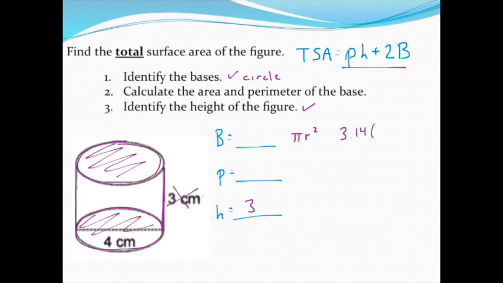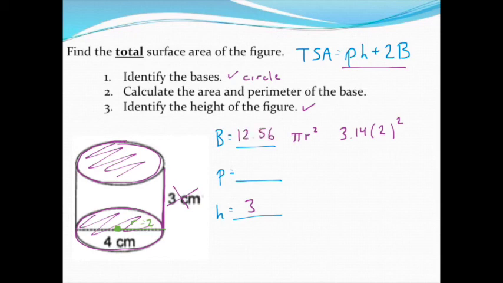Notice your radius this time. It's not 4. 4 is the entire diameter, so my radius must just be 2. 4 was the distance all the way across the figure. They tried to get you. So the center would be right there. The radius would just be half of that. So the radius is just 2 in this case. So 3.14 times 2 squared gets me a base area of about 12.56.